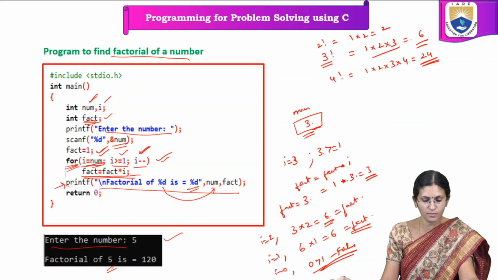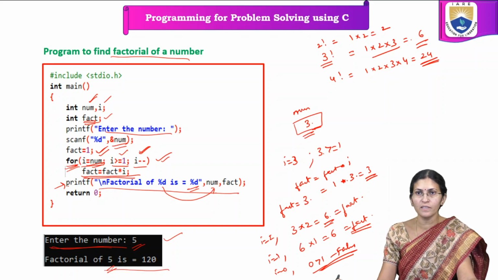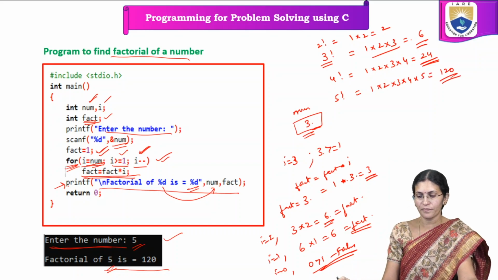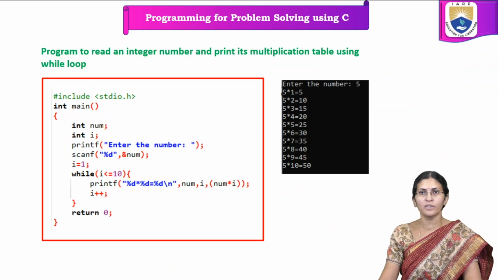So enter the number. The user will be prompted to enter some number. Suppose the number entered is 5. So you will get the answer as factorial of 5 is 120. You can verify your answer also: 1 into 2 into 3 into 4 into 5. So 24 into 5 is 120. So in this way, you can write the program to find factorial of a number.